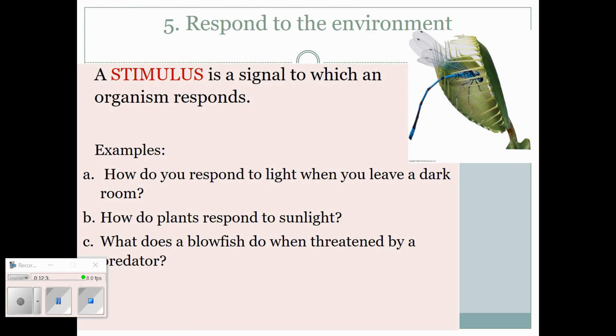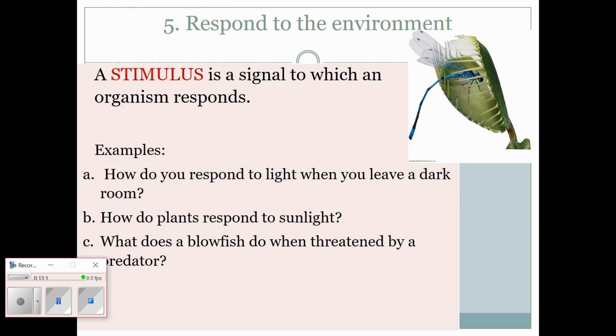Okay, we're almost done. A few more to go. Number 5, respond to the environment. Organisms respond to the environment every day, many times a day. And so a stimulus is something that an organism responds to. So let's take a look at our examples and you try to come up with an answer. A, how do you respond to light when you leave a dark room? Well, you probably squint when you go into the light.